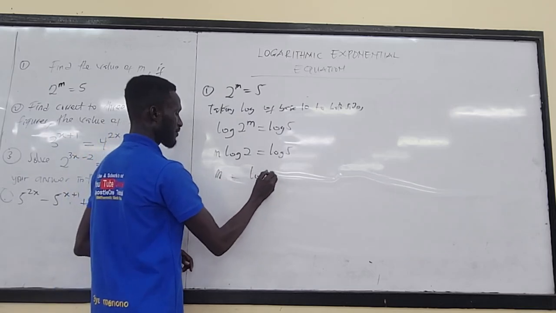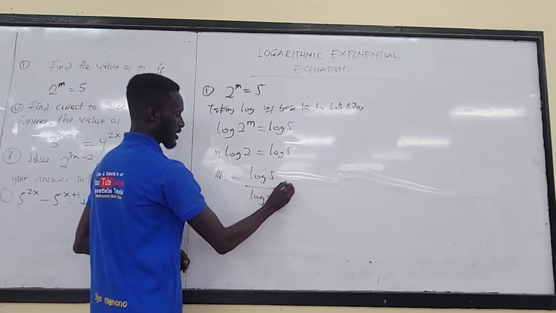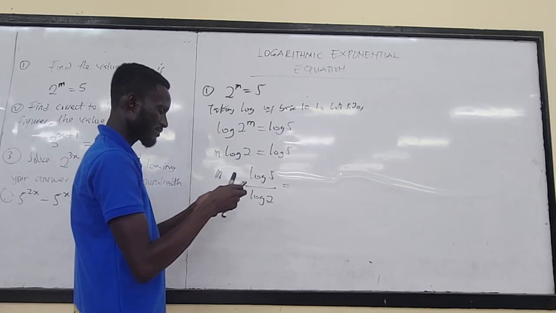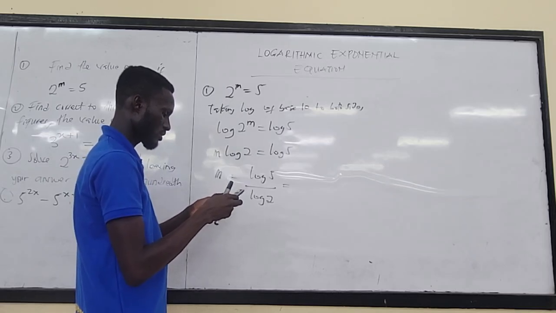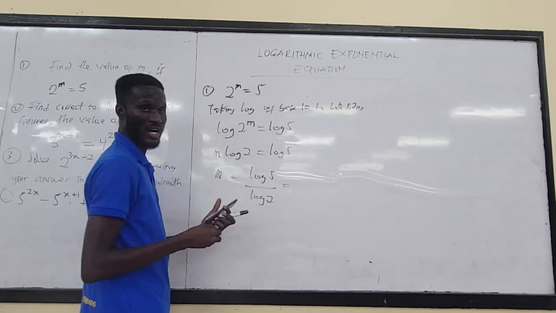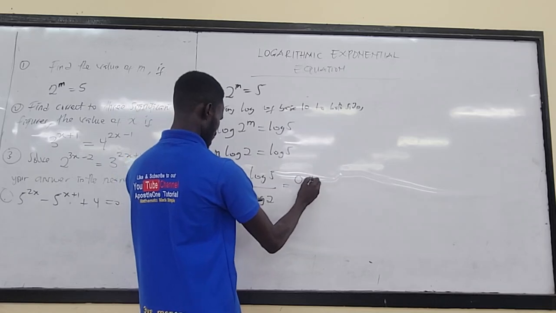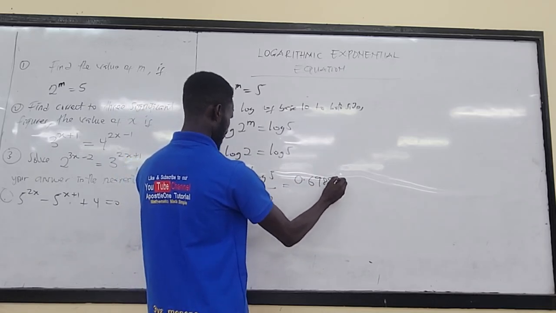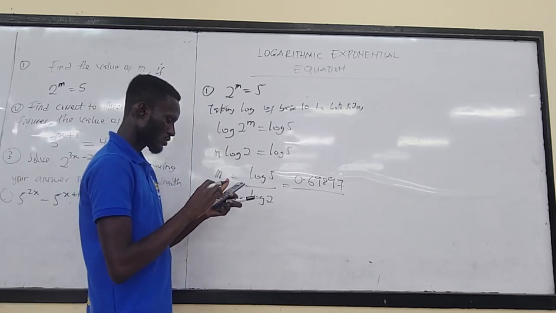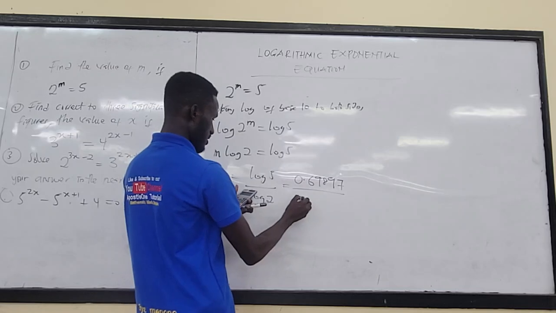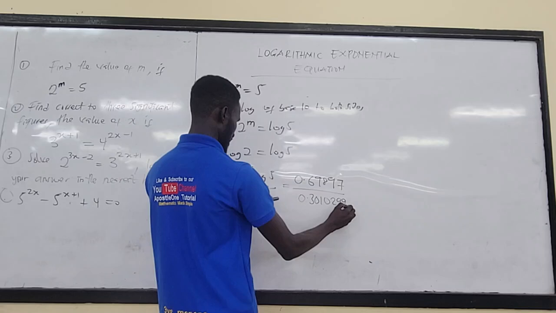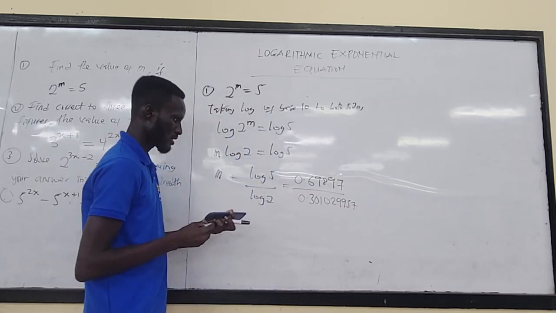So we have log 5 divided by log 2. Now you comfortably punch log 5 on your calculator. On the calculator I'm getting 0.69897, and then log 2 on the calculator I'm getting 0.30103.